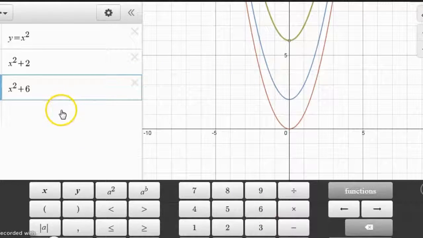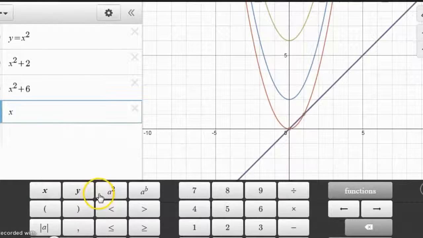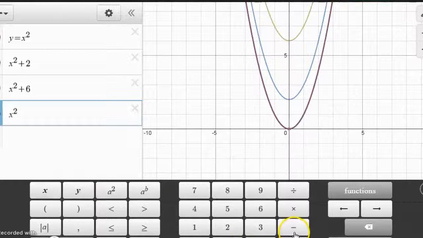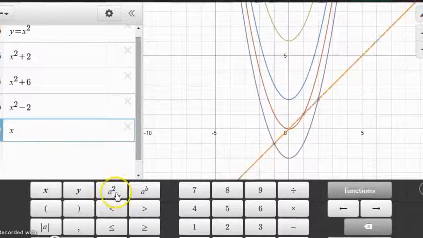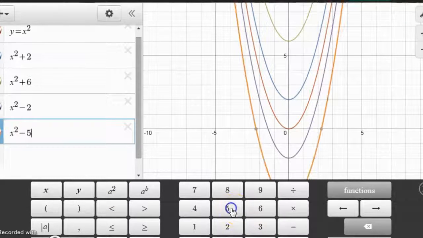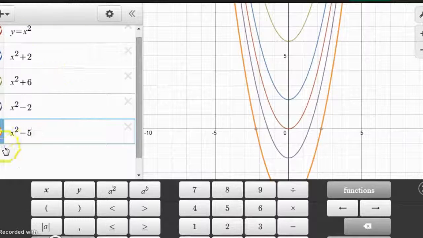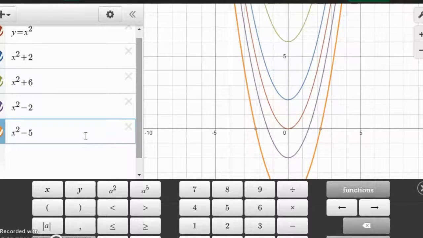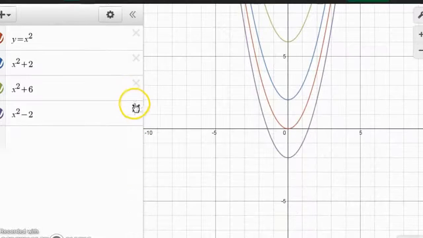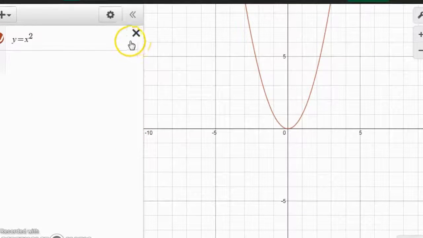It's moving up. So if we do the same thing, but instead of adding a number, we subtract it, it goes down. And that's going to happen the whole way down. So when we add something or subtract something to the end of our parent function, we call this a vertical transformation, a vertical shift.